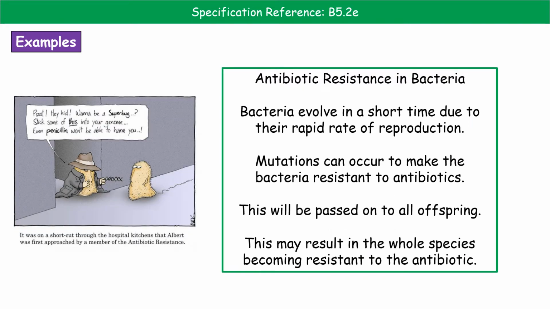Example number 2, antibiotic resistance in our bacteria. Hopefully we know that bacteria reproduce really rapidly. In some cases every 20 minutes they will reproduce. If we have a mutation that makes them resistant to antibiotics, then every time they reproduce, the offspring are going to also inherit that same feature because they reproduce, remember, through mitosis, and that means we are making genetically identical copies of the parent cell. So if the parent is resistant to antibiotics, all of the offspring will be too.